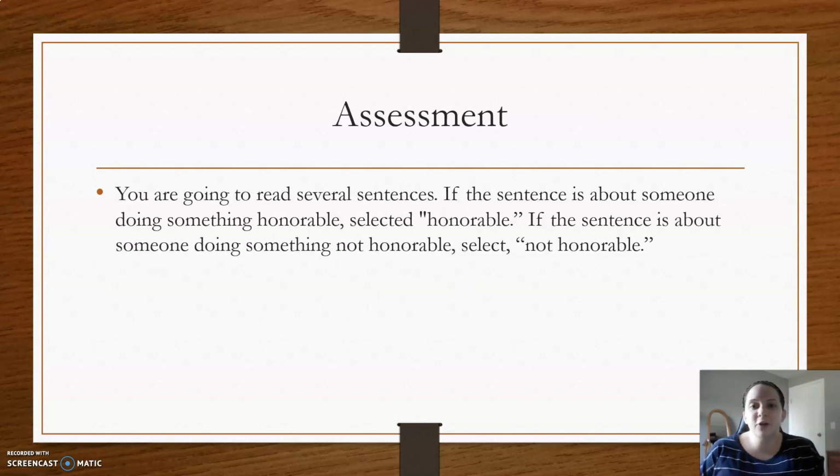So your assessment tip for today is you're going to read several sentences. If the sentence is about someone doing something honorable, you're going to actually select honorable. But if someone is doing something not so honorable, you're going to select not honorable.